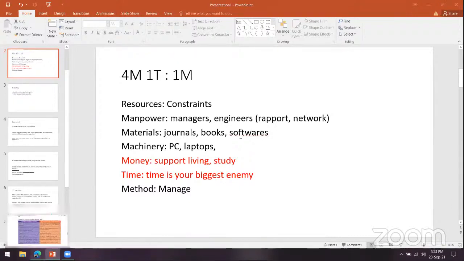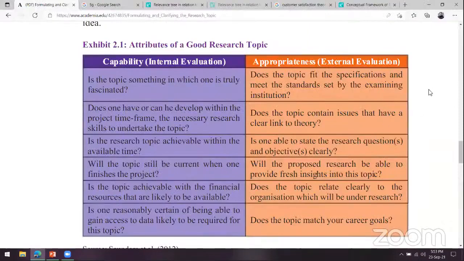And on the other hand, for the external evaluation, now this is the one. So right now it completes the story. What I told you about the Malaysian one, I ask you to find the Indonesian criteria. Does the topic or the idea fit the specification and meet the standard set by the examining institution? Okay. Does the topic or the idea contain issues that have a clear link to the theory?